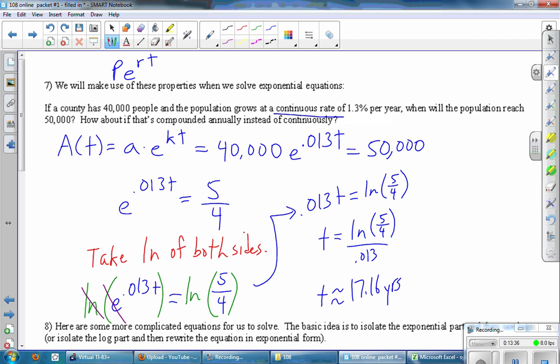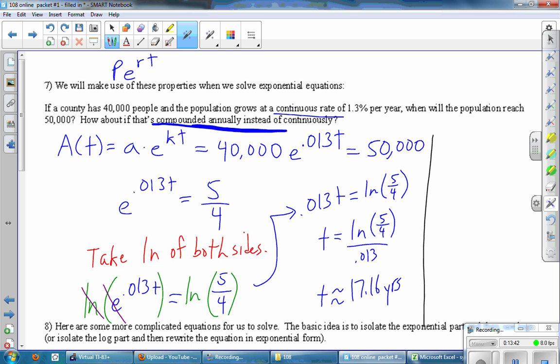Okay, now we're going to answer the second part of the question. It said, what if the population grows compounded annually instead of compounded continuously? So before we do any of the equation hunting, make a guess. Write down a guess. Is it going to take more or less than 17.16 years? The second part of the problem. Population is going to grow annually instead of continuously. Pause the video, make your best guess, and then come back.